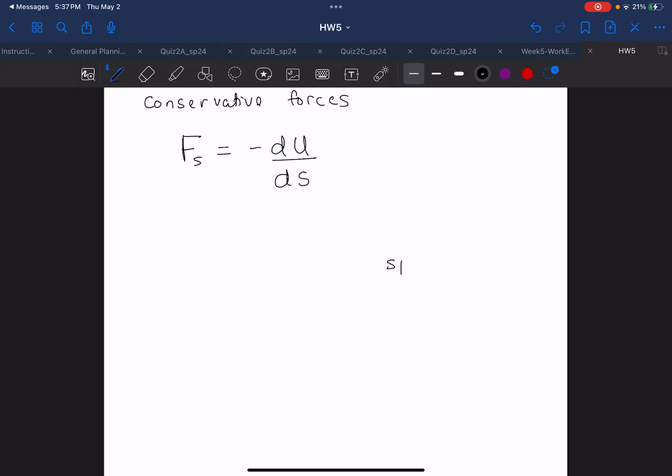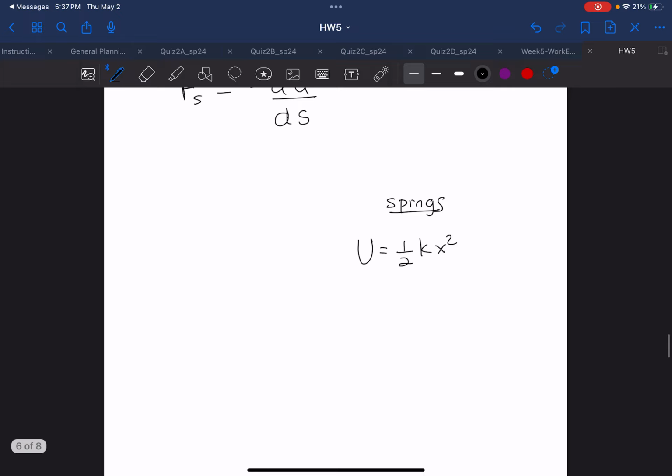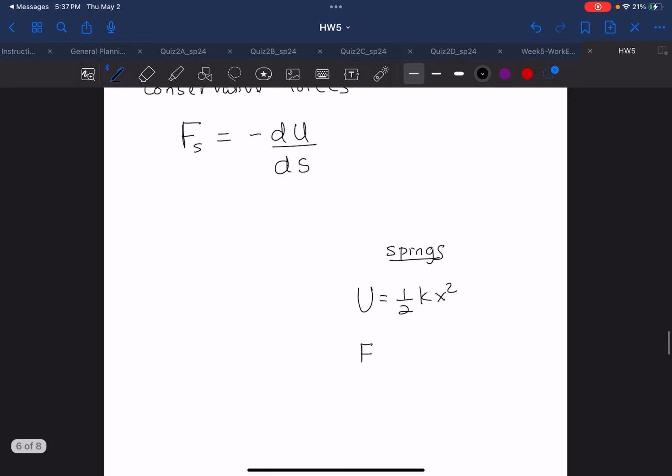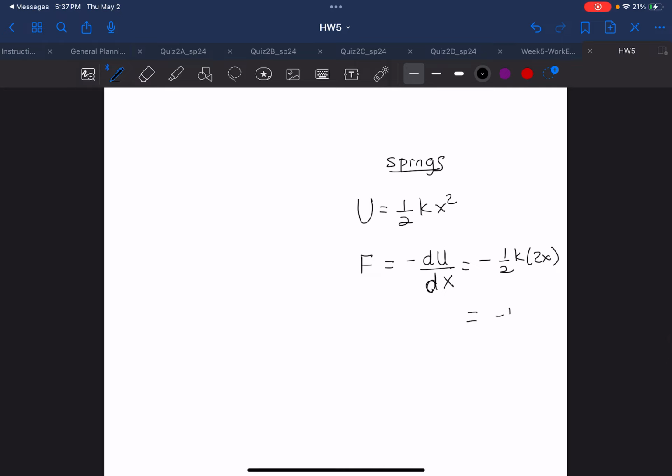So we know for springs, the potential energy function for a spring is 1/2 kx squared. Well, to find the force that you experience from a spring, you would just do minus the derivative of U, and then the variable that we take the derivative with respect to is whatever parameter the potential energy depends on. Here, the parameter it depends on is the compression or extension. So we're going to take the derivative of the potential energy function with respect to x. Well, we get minus 1/2 k, and then the derivative of x squared is 2x. So all of that simplifies to minus kx.